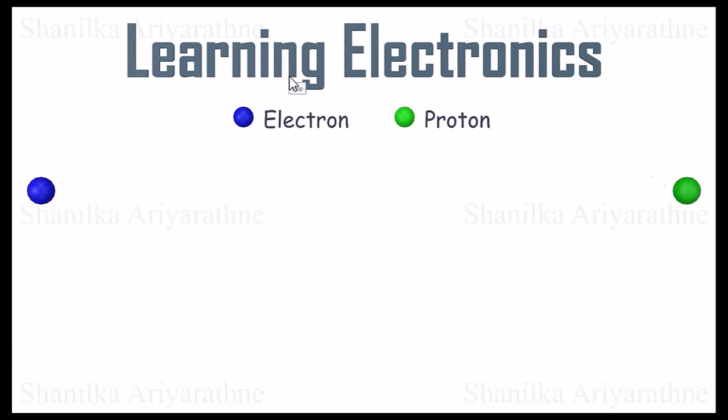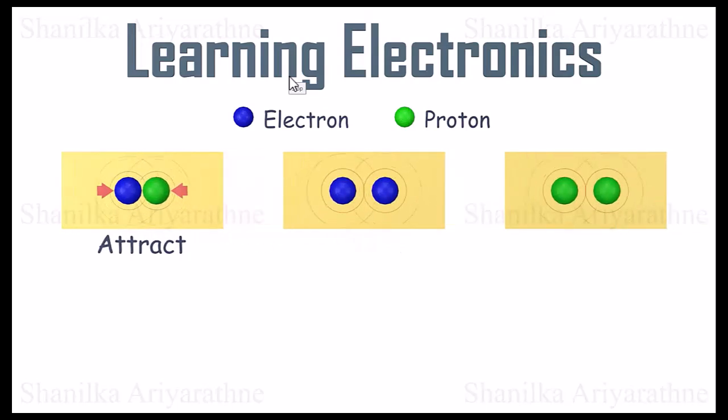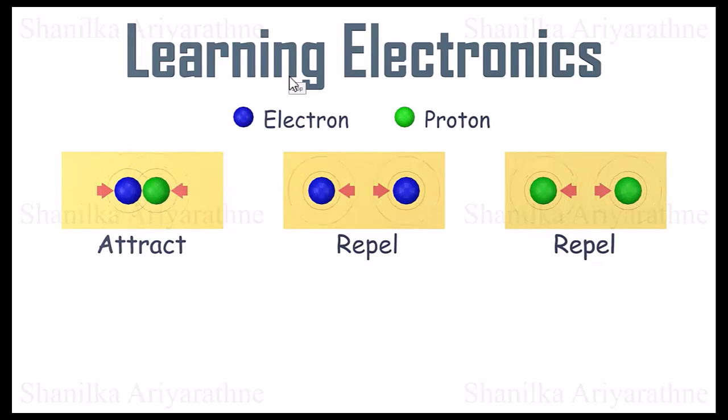Now picture this. If we bring an electron and a proton closer together, they attract each other like magnets. But what happens if we have two protons or two electrons? They repel each other, almost like trying to push the same poles of two magnets together. Why does this happen?